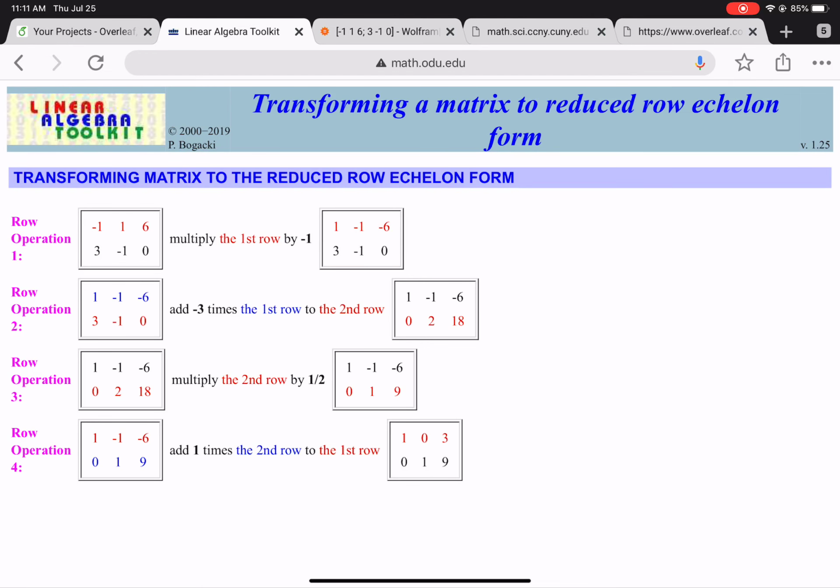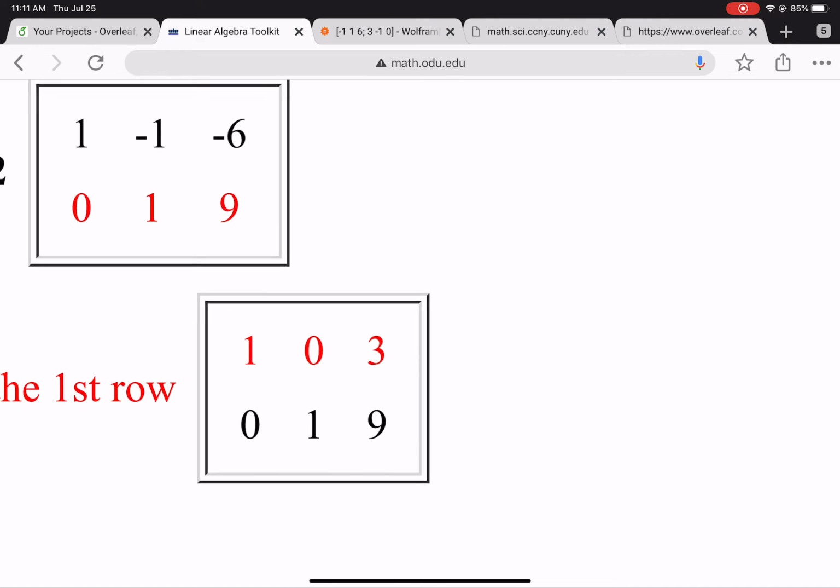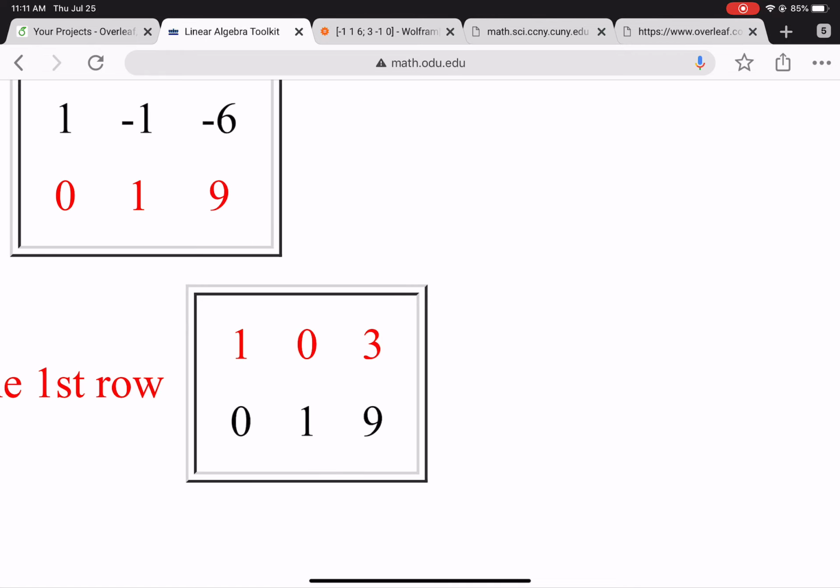Look what it does. It tells you the operations. These are called EROs, the elementary row operations, right? And it tells you that your matrix, the one that you started with, goes through a transformation, and it ends up with that last matrix over there. That last matrix is what we call the RREF transformation of your matrix.